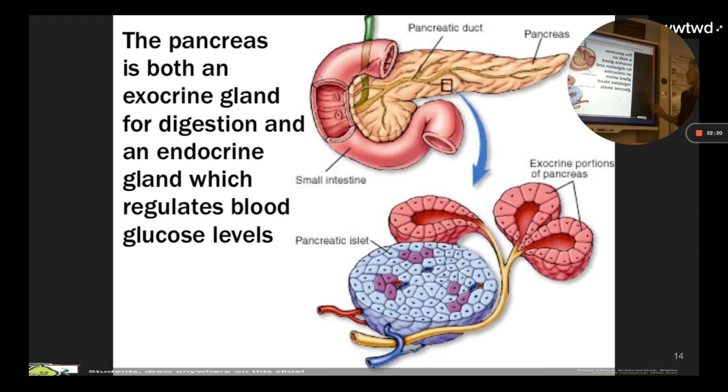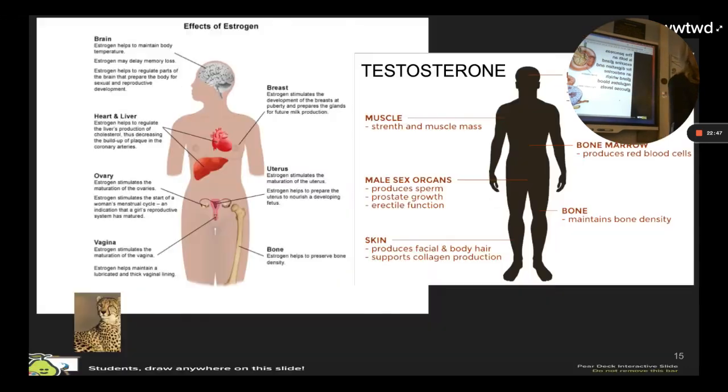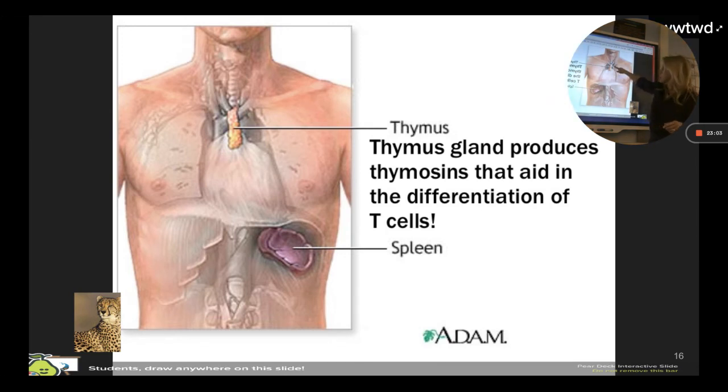Okay. Next, we already talked about the pancreas. Remember the islets of Langerhans. So you have two hormones, antagonistic, contrary, right? You have insulin, which will lower blood sugar, and glucagon, which will raise it. Okay, these are easy. Anything that has to do with sex characteristics, it's going to be ovaries or testes, right? You know where those are. Testosterone, estrogen, and progesterone.